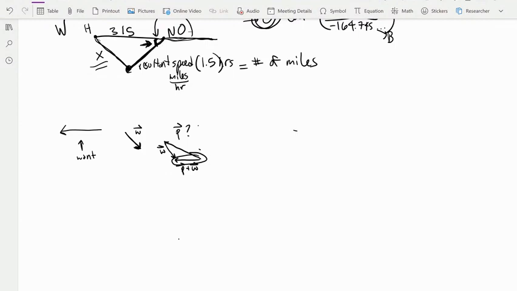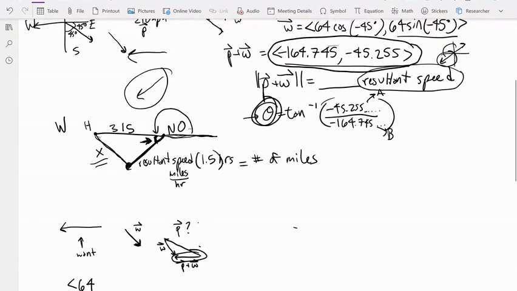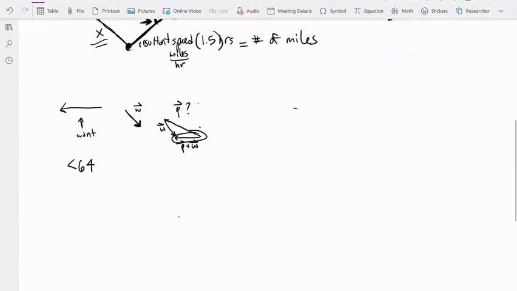So considering the wind, what we're going to do is set it up again. The thing we know is the wind, 64. Was it 64? Yeah, 64 cosine of negative 45 degrees, comma, 64 sine of negative 45 degrees. So that's my wind vector. That hasn't changed.